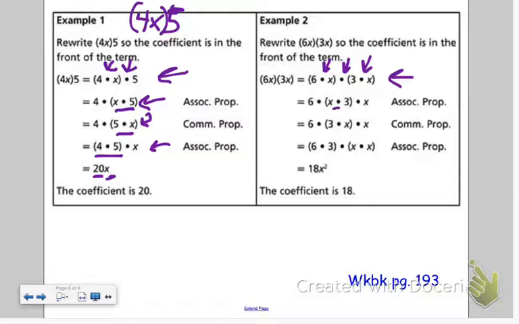And then after I have them in the parentheses, I can rearrange them so the 3 comes before the x, so it's 3 times x. And then regroup again, so now it's 6 times 3 in parentheses, x times x in parentheses, and then you can actually do this multiplication. 6 times 3 gives you 18. x times x, well, that's x to the second power. Your coefficient becomes 18. 18x to the second power is the full term.